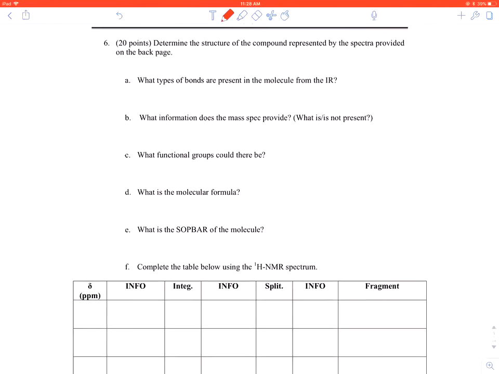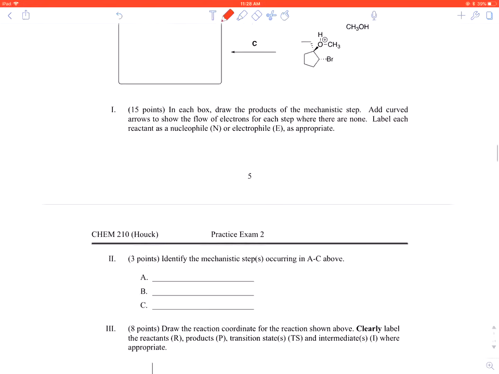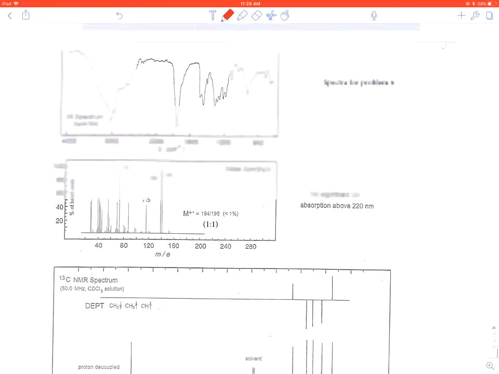Ooh, my favorite next. Question 6. Determine the structure of the compound represented by the spectra provided on the back page. All right, so let's get to the back. All right, here we go.